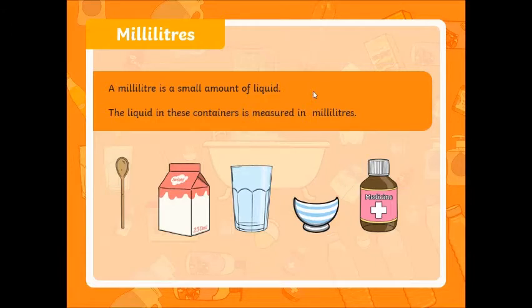A milliliter is a small amount of liquid. The liquid in these containers is measured in milliliters. So we would measure the liquid that a spoon can hold in milliliters. The liquid in a small milk carton, so this would be like a milk carton that you guys would have in school, we'd measure that in milliliters. We can actually see it on the side. It says 250 milliliters, which would be about the same as your milk carton in school. A glass that you might have your orange juice, your water in, an egg cup, and a medicine bottle, they would all be measured in milliliters because they do not hold a lot of liquid. They only hold a small amount.